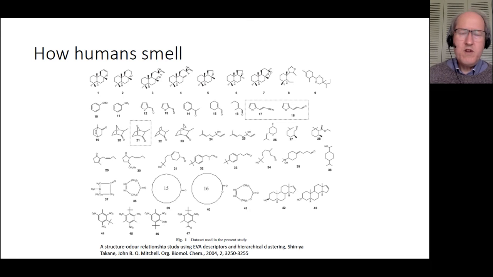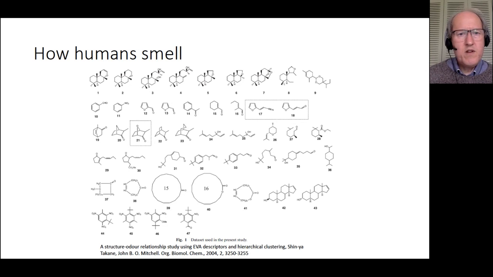The group of Mitchell took a new set of molecules, shown here, and there are actually seven different kinds of odor represented here, although that's not indicated on the diagram. What they did is, for each molecule, they created a fingerprint derived from the vibrational spectrum, and they then used that to cluster the molecules to see which molecules are similar to which other molecules. And then they found that those that are most similar to each other based on the vibrational spectrum were also similar in terms of odor.